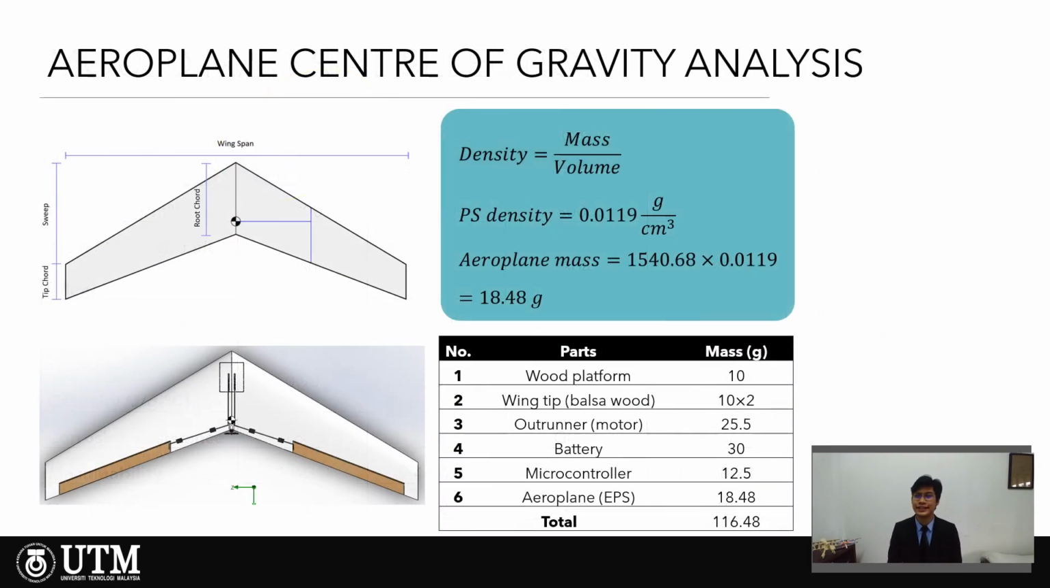Next, we start on the simulation. The design of the aeroplane is not just simply by logic. We need to calculate all the dimensions. As you can see here, the root chord, tip chord, sweep, and wingspan are all calculated. The density is then calculated as total mass divided by volume. Aeroplane mass is 18.48, which is relatively very low.